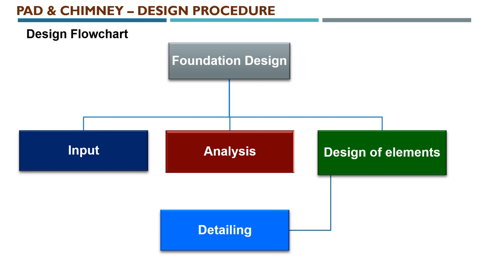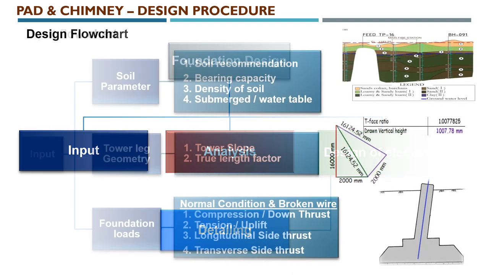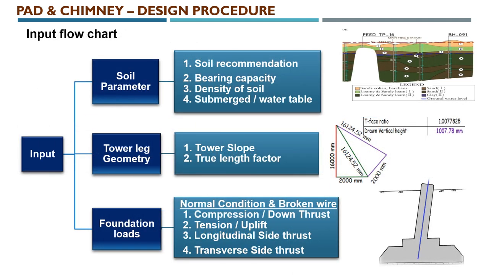So when looking into the input, these are the three major inputs for design of foundation for transmission line tower. One is soil parameter, which should have soil recommendation, bearing capacity, density of soil, submerged or water table. This information should be available in the soil parameter or soil investigation report.